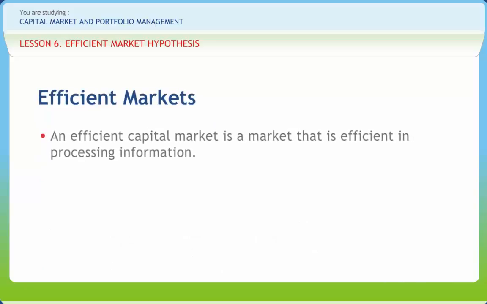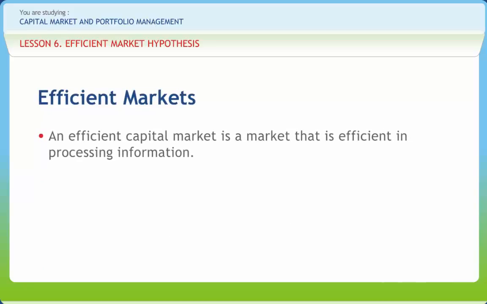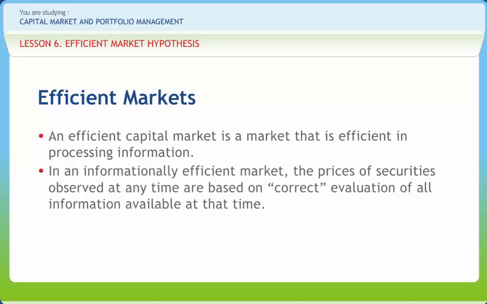An efficient capital market is a market that is efficient in processing information. We are talking about an informationally efficient market as opposed to a transactionally efficient market. In other words, we mean that the market quickly and correctly adjusts to new information. In an informationally efficient market, the prices of securities observed at any time are based on correct evaluation of all information available at that time. Therefore, in an efficient market, prices immediately and fully reflect available information.